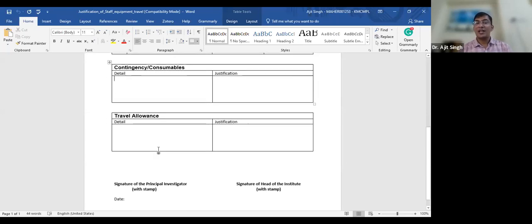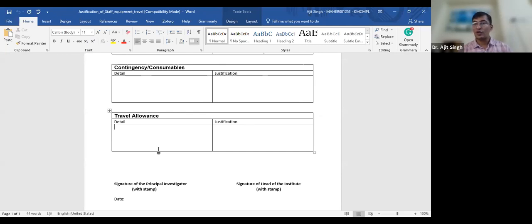Then travel allowance. You have to go for the ICMR meetings and the principal investigator meetings. If you are doing it multi-centric, then you have to call everyone every 6 months or every 1 year for a trial meeting, or you have to visit the other sites. Who will pay for the travel? You have to mention all the travel allowances.